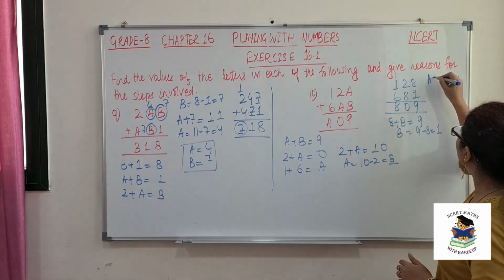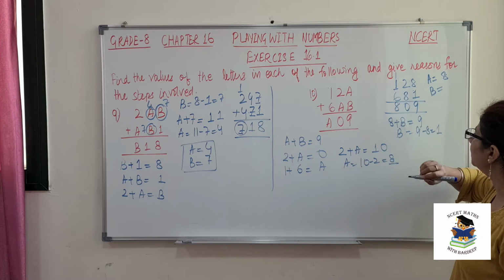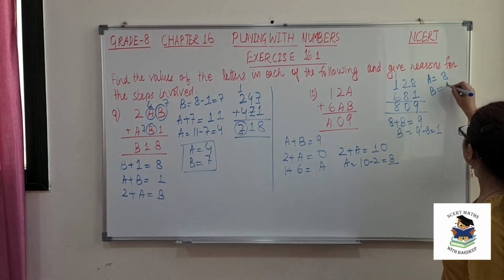So what is the value of A and B? A we have got 8 and B as 1.